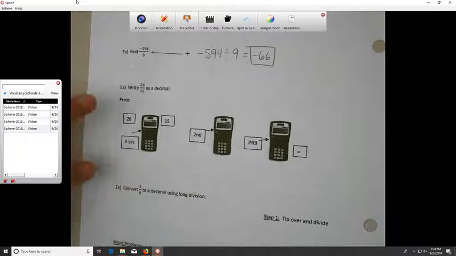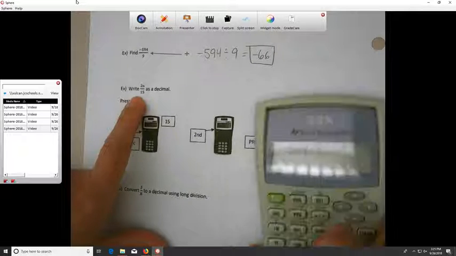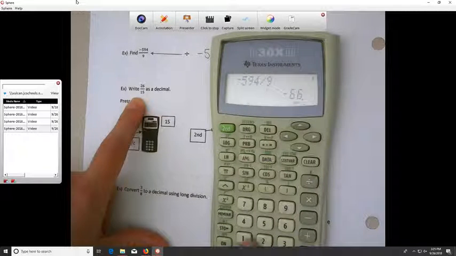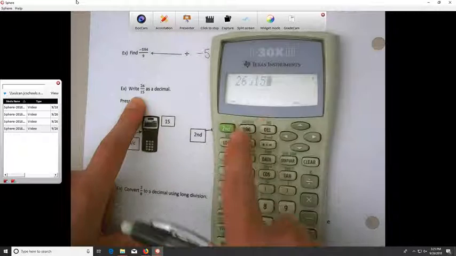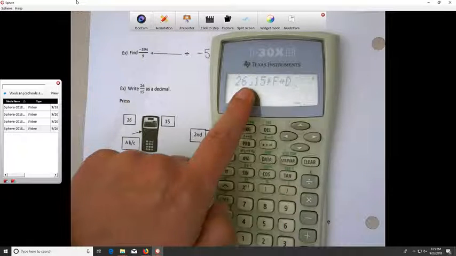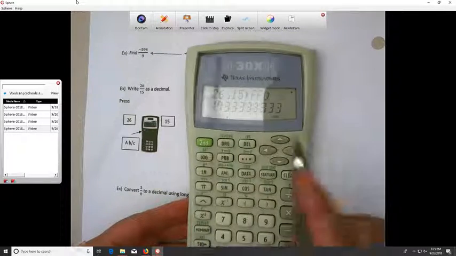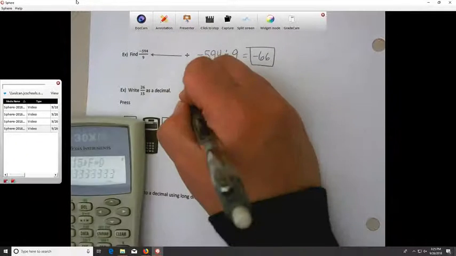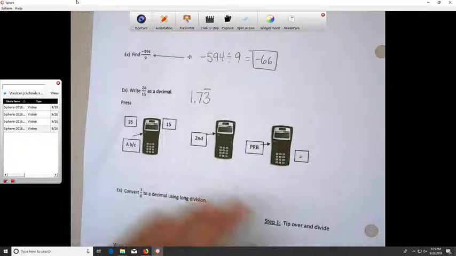And now we're moving on to what we did yesterday, switching between fractions and decimals. And again, this is just right on the calculator. So it says write 26/15 as a decimal. So I'm going to do 26 ABC 15, and then second PRB. So that's saying take the fraction, turn it to a decimal. Alright, so we're going to get this. And you notice that the 3 is the only part that's repeating. So my answer is going to be 1.73 with the repeating bar only over the 3.